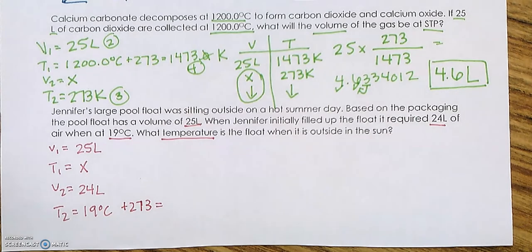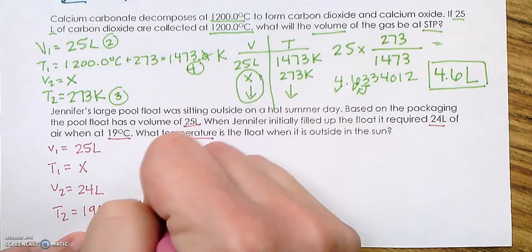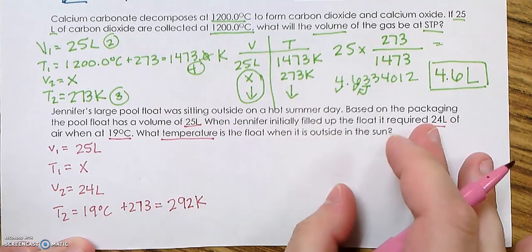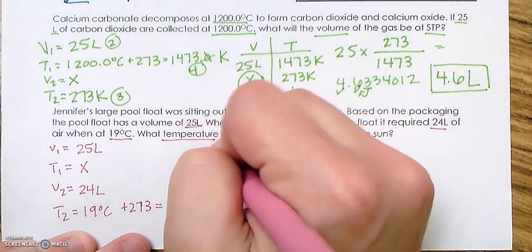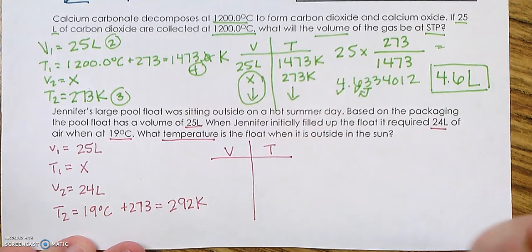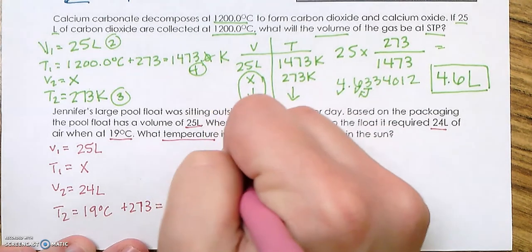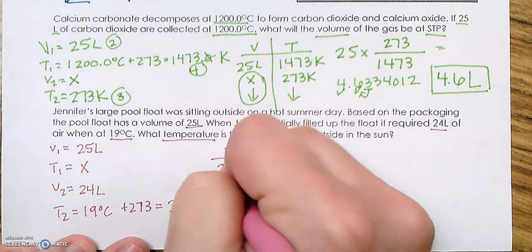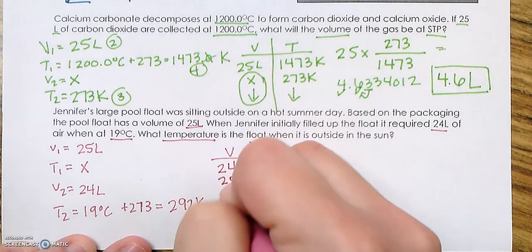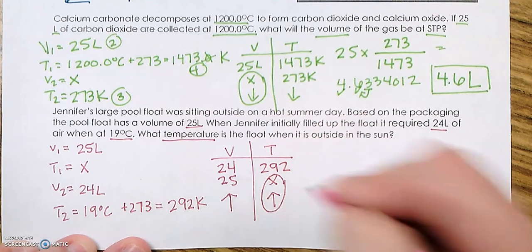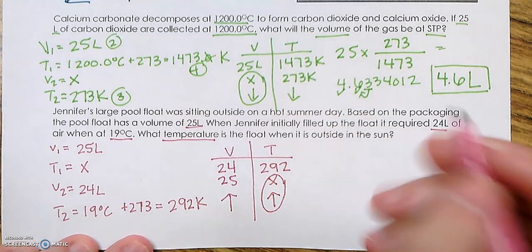So 19 plus 273 gets me 292. And since both of these in the ones place are significant, I can keep that whole number. So now I'm ready to put it into the table here. I'm using the couple that's already together, so this time I'm going to be using couple 2 in my table first. So 24 liters, 292, 25 liters, and X. So my volume increased. When volume increases, temperature increases. I'm always looking at my arrow with the X. Now we're ready to set up our problem.